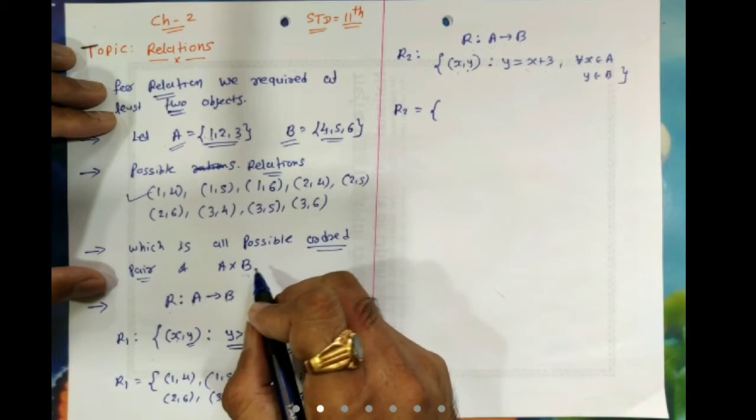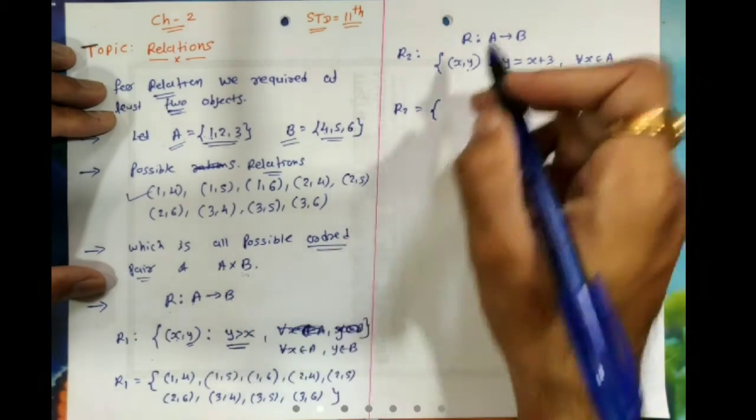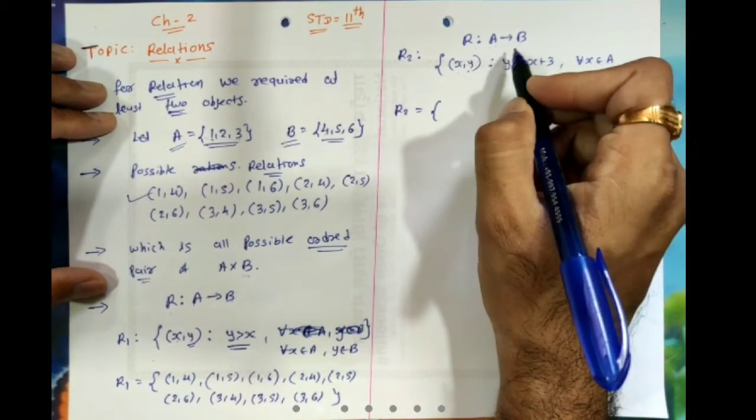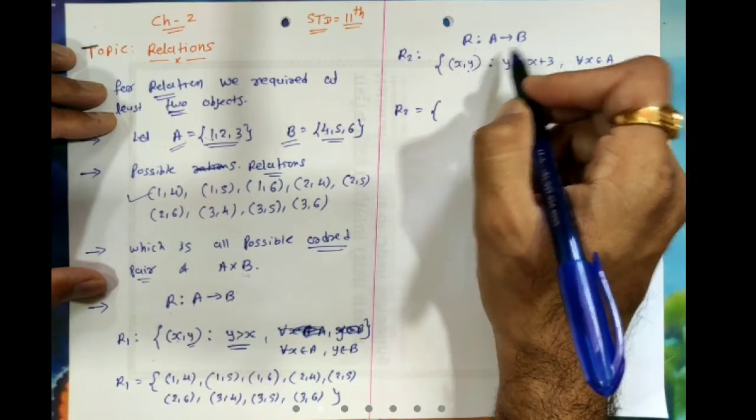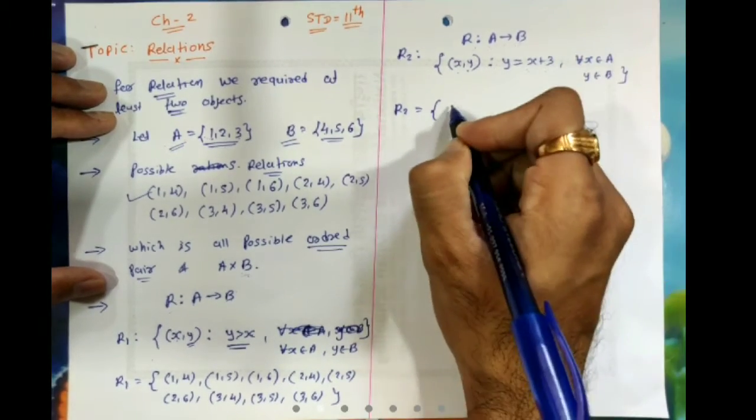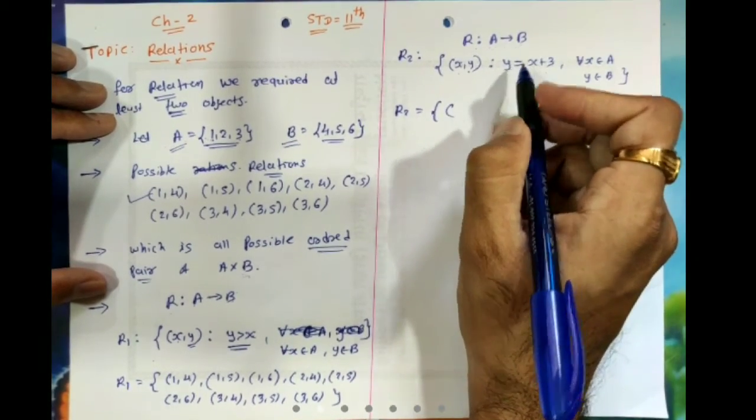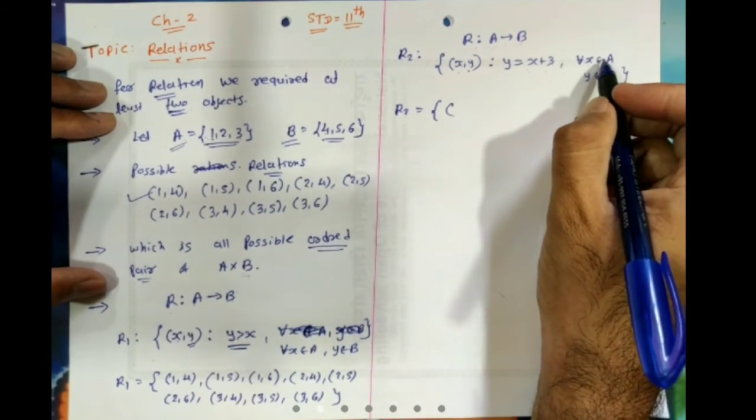जो भी order pair मिलेगी कहाँ से मिलेगी? A cross B. क्यों A cross B? क्योंकि हम set A और set B के बीच में relation find कर रहे हैं, तो वो जो relation मिलेंगे वो A cross B से ही मिलेंगे. तो देखो कौन कौन से मिल रहे हैं. According to our description, first element must belong to set A.